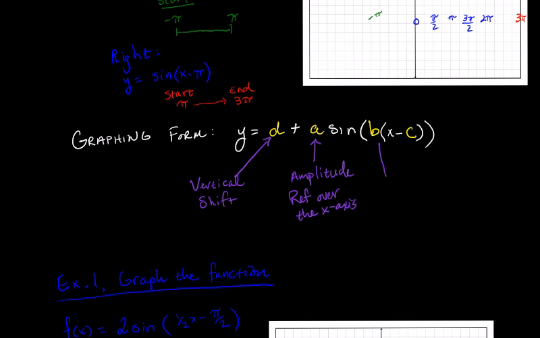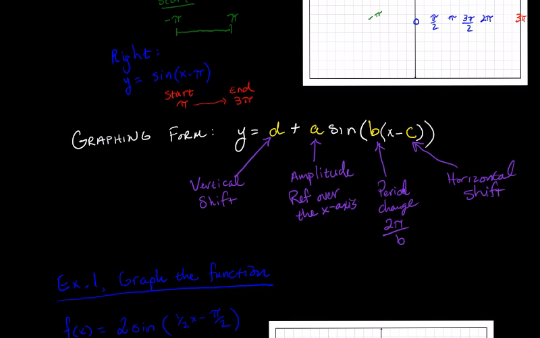And then B, we talked about, is the period change. And the period change is going to be done by doing 2 pi over B. And then the last one, obviously, is what we're talking about here, is the phase shift. And that's your horizontal shift or your phase shift. And remember, it's the opposite of what you see.